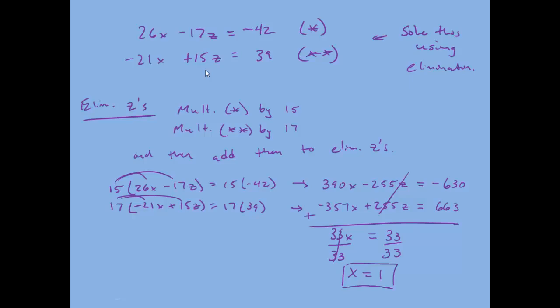So I can use x equals 1, and I can put it into either equation star or double star, substituting x in as 1, and then find the z value that goes with it. I'll substitute into the first equation here. So we're going to sub x equals 1 into star, and we get 26 times 1 minus 17z, because we're trying to find z here, equals negative 42. So we have 26 minus 17z equals negative 42, and you solve this as you normally would.